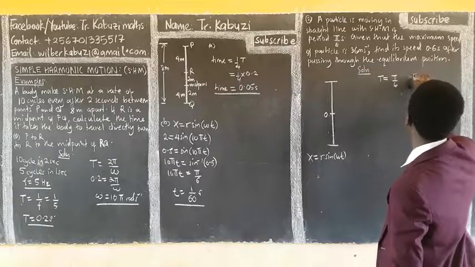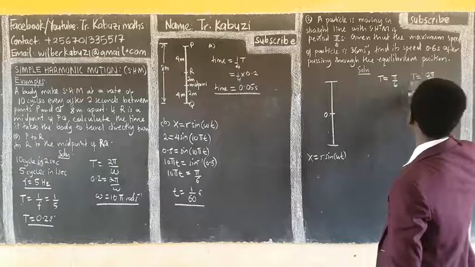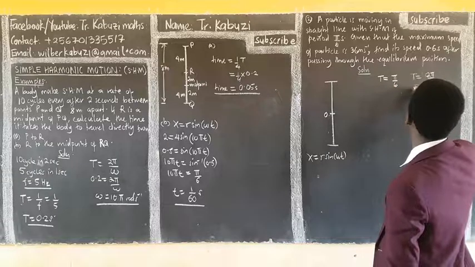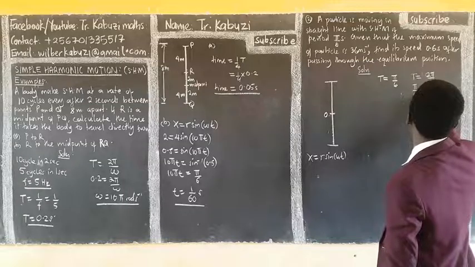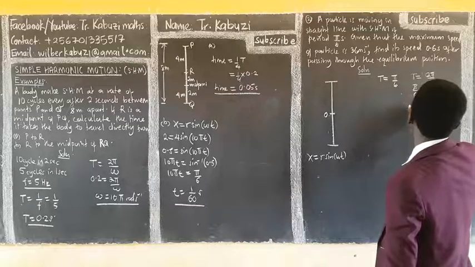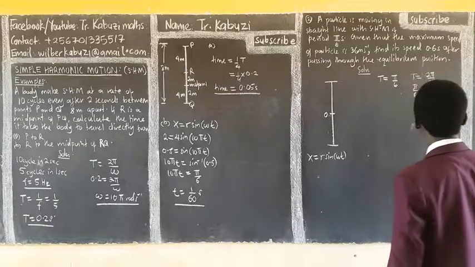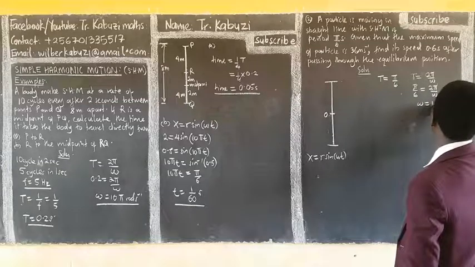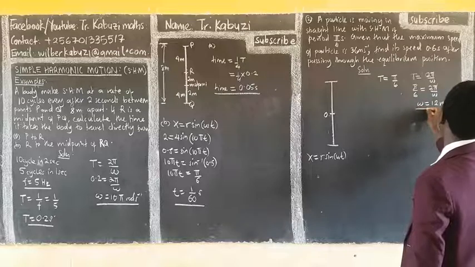And we know that our T is given by 2π over ω. So this one now is π over 6 equaling 2π over ω. See, this one is going to cancel, and my ω is going to be, when I multiply there, 12 rad per second.